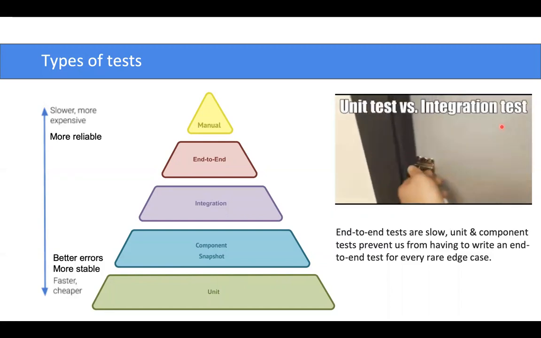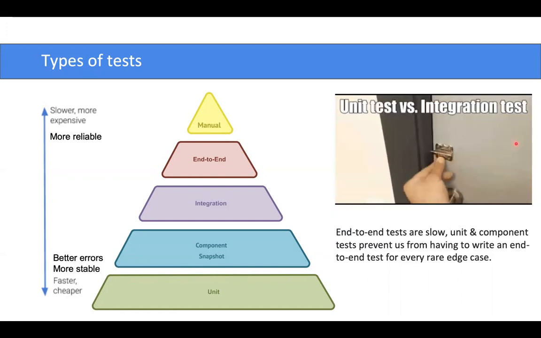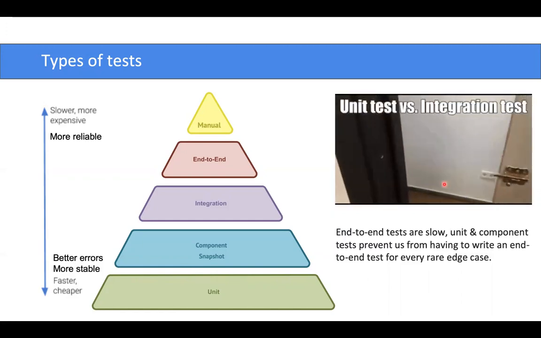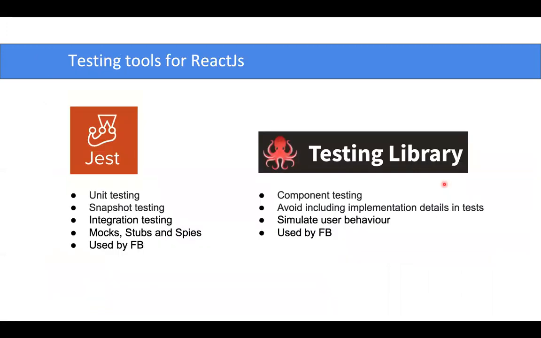So you could see here what the difference between unit testing and integration testing might be. You think this is safe, but if you have no integration test, then you might be quite surprised. So to get going with the testing tools for React, some of the most useful tools are Jest and Testing Library. Jest is used both for front end and back end in JavaScript. You can do unit testing, snapshot testing, integration testing. It offers mocking, stubbing, and spies. It's used by the React team. Testing Library is also used by the React team. It offers component UI testing, and compared to other libraries, it helps to avoid implementation details in tests, and it can help you simulate user behavior as well.